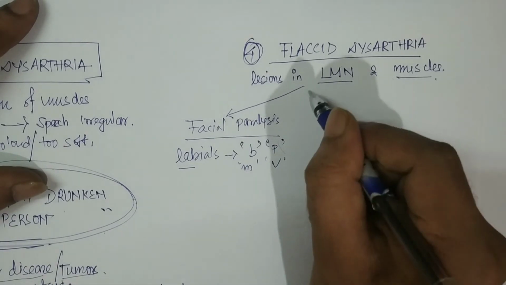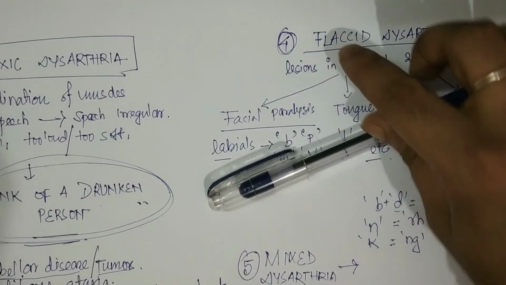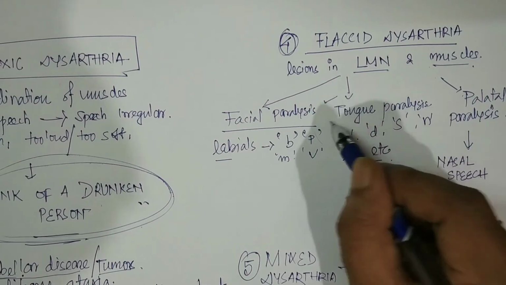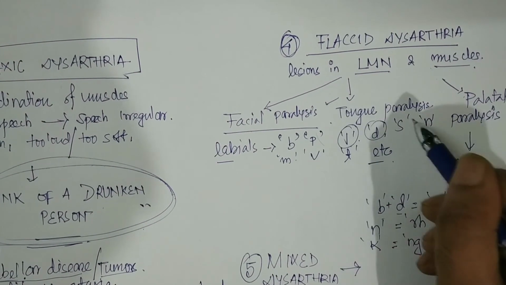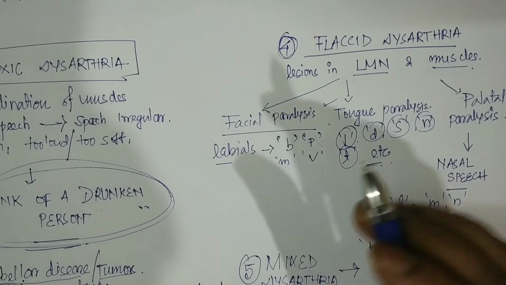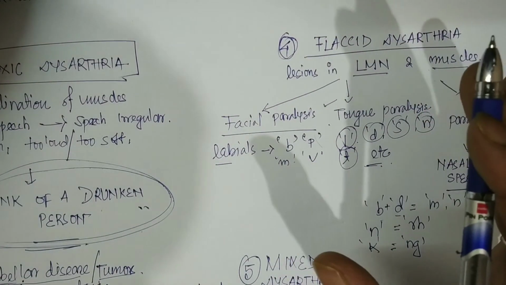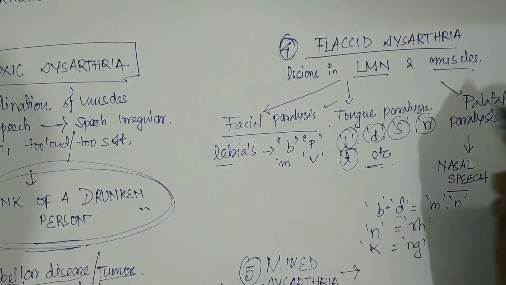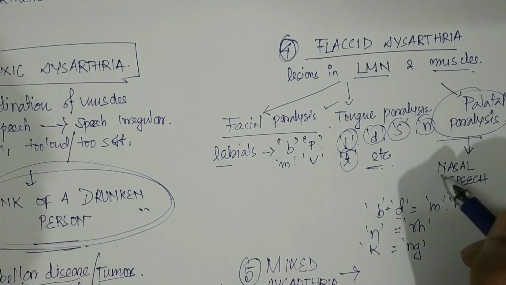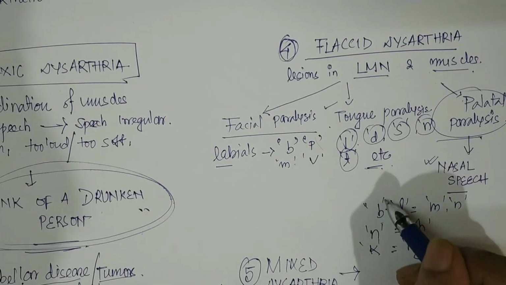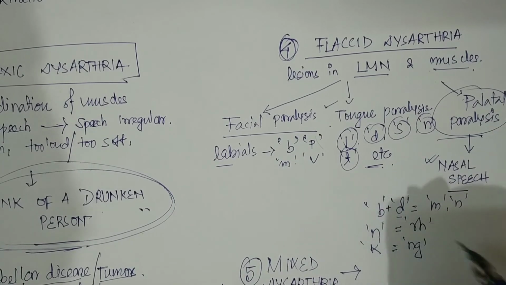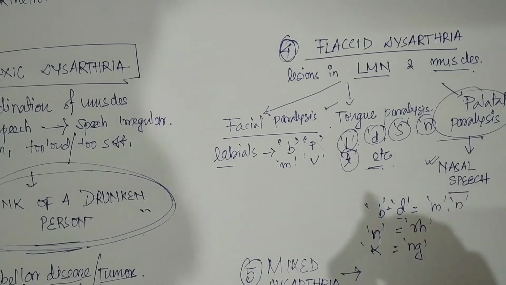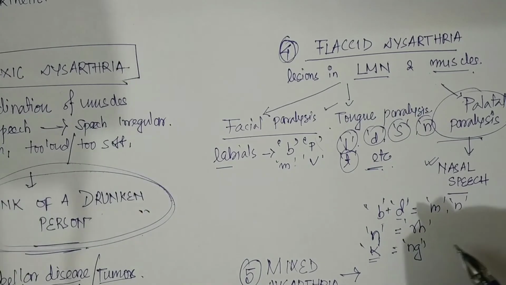Okay, in case of tongue paralysis, so it's happening again and again. Alright, I'll continue. Tongue paralysis: L, D, S, N, T, etc. A large number of sounds will be affected. Okay, and in case of palatal paralysis there will be nasal speech, and sounds like B and D will become Ma and Na. N, that is Na, will sound like Ra. K, that is Ka, will sound like Nga.